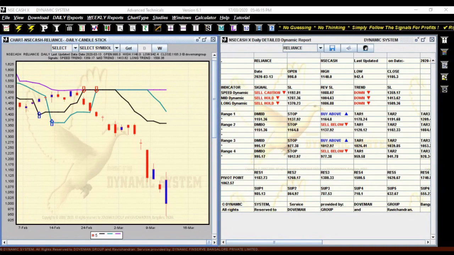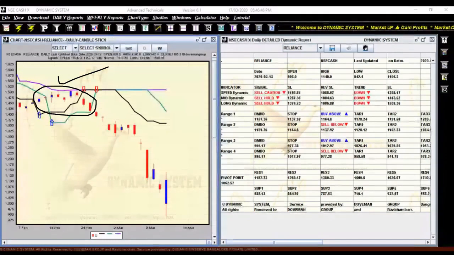Now, as long as the price is trading below all three lines, it means it is in a clear downtrend. Similarly, if the price is trading above all three lines, then it means it is in a clear uptrend. But if the price is trading between the three lines, can you see it is trading between the three lines? This region, we call it in between trends. In between trends. Got it? So these are the basic things that you have to understand.